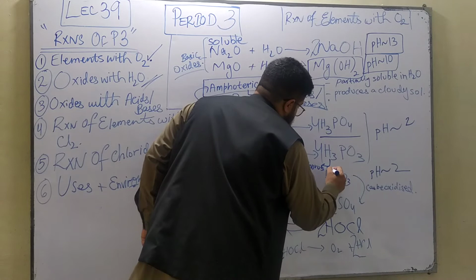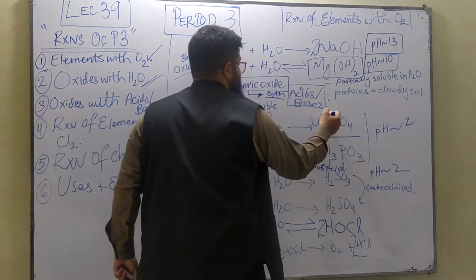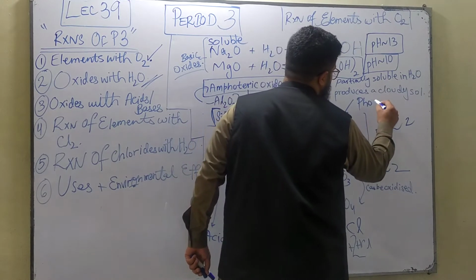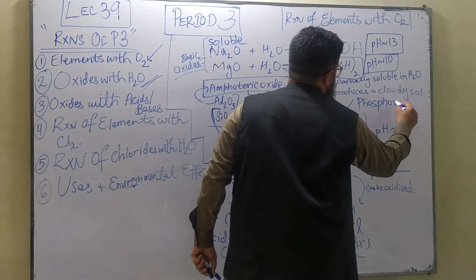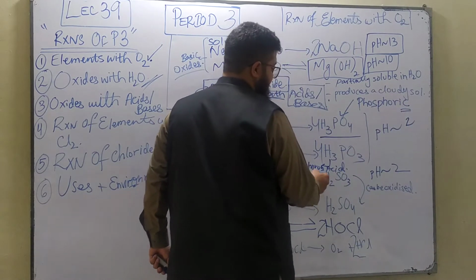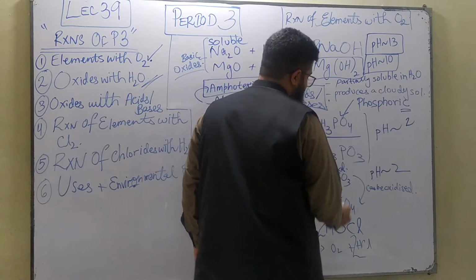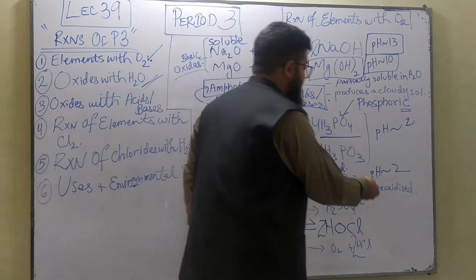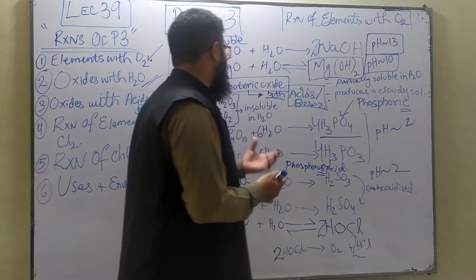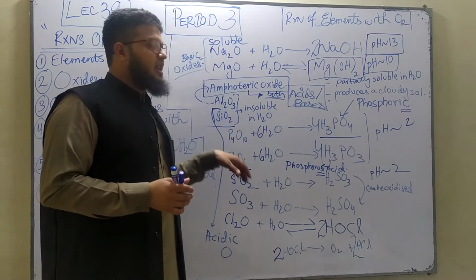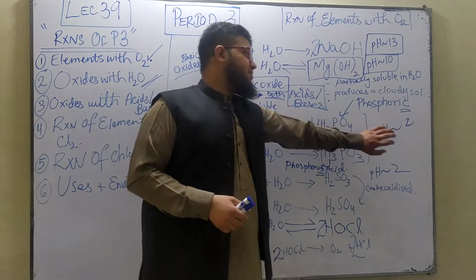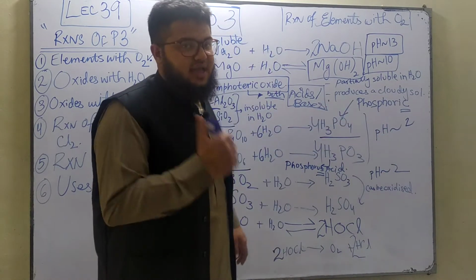Phosphorus acid. And this acid, H3PO4, the more oxidized acid, is called phosphoric acid. Just the last two terms are different: this is -ous and that's -ic. Phosphorous acid is H3PO3, and H3PO4 is phosphoric acid. The more oxidized one is phosphoric, the less oxidized one is the phosphorous acid. The pH is approximately 2. Both of them are strong acids.